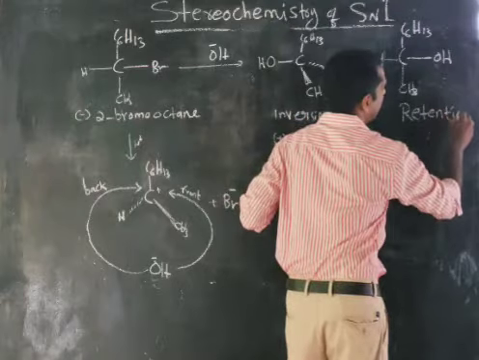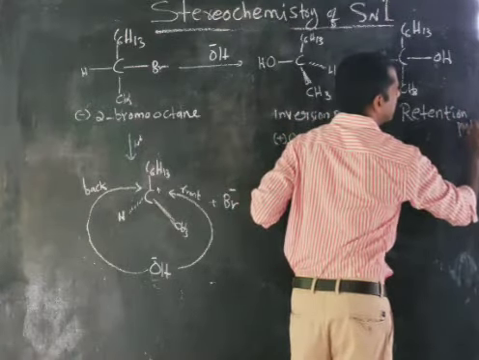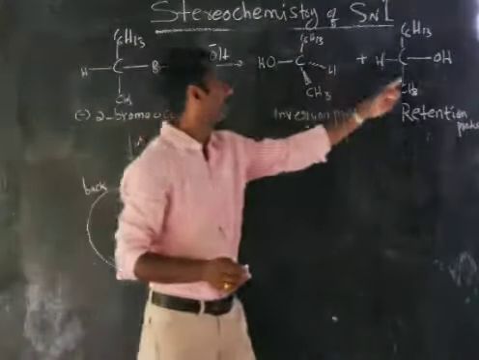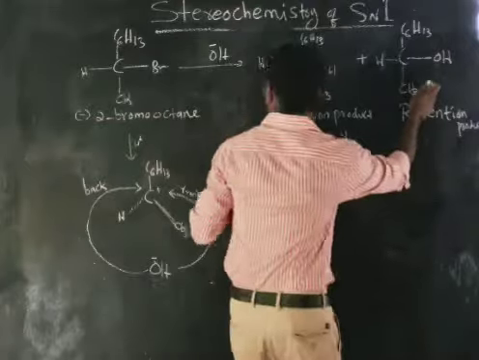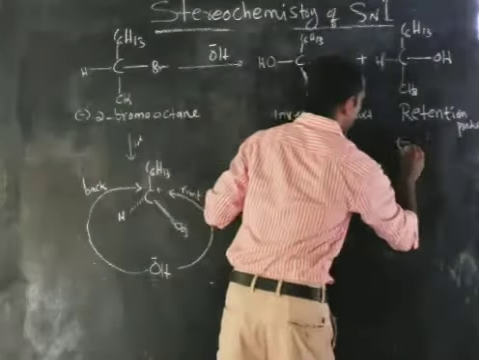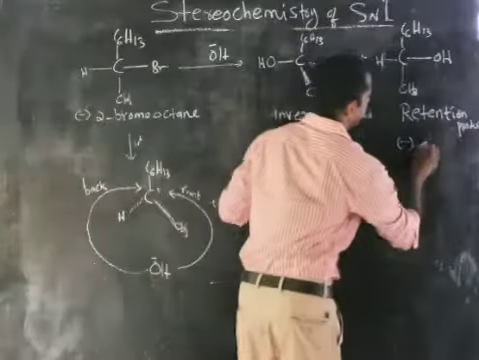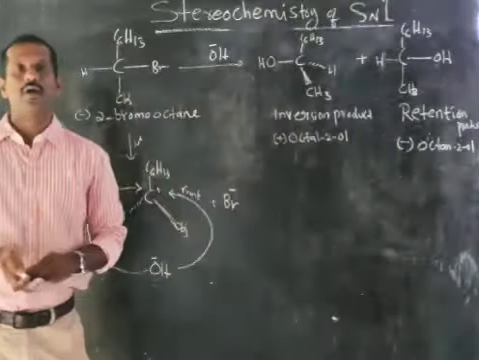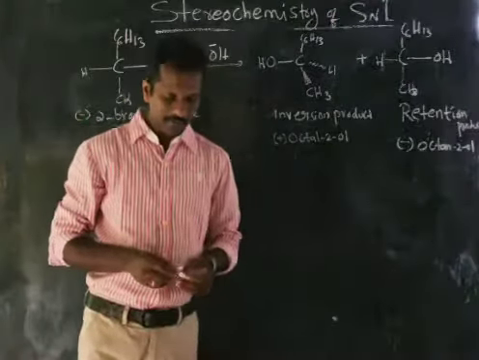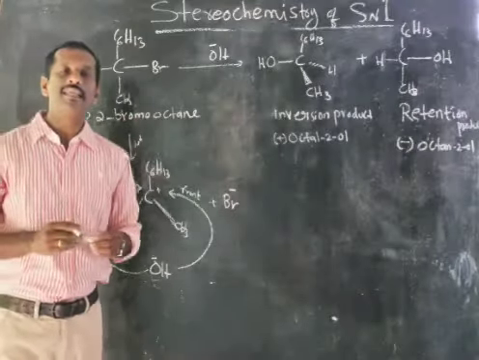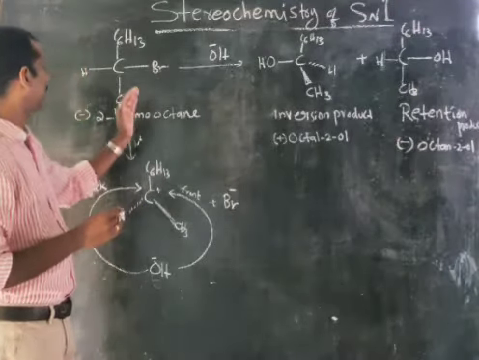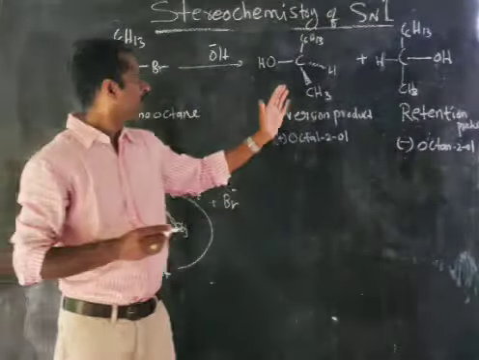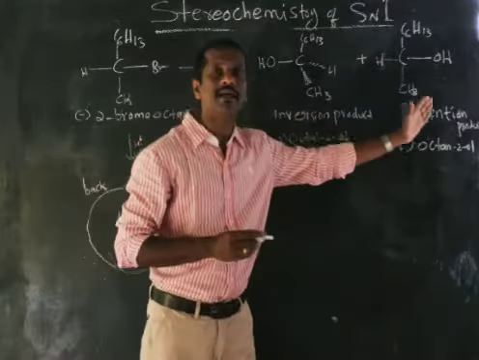Retention product. That means the geometry is retained. Same structure, same geometry is retained. This is the retention product. So what is the name? This is the retention product, the same only, minus octane 2-ol. That means in the case of SN1 reaction, if you take an optically active compound, we get an equimolar mixture of inversion product and retention product.